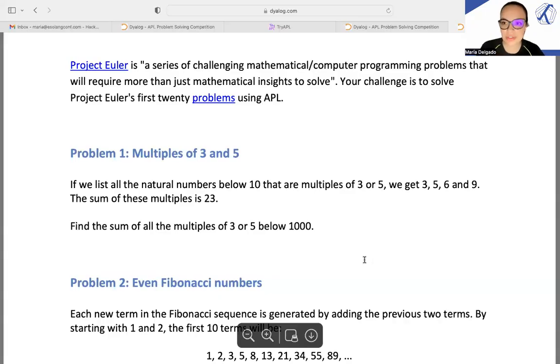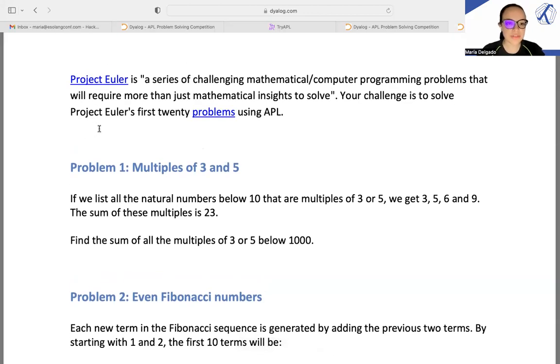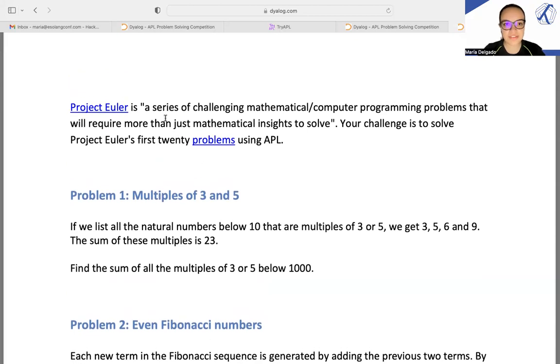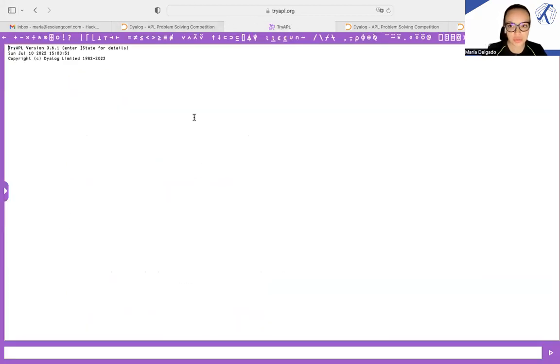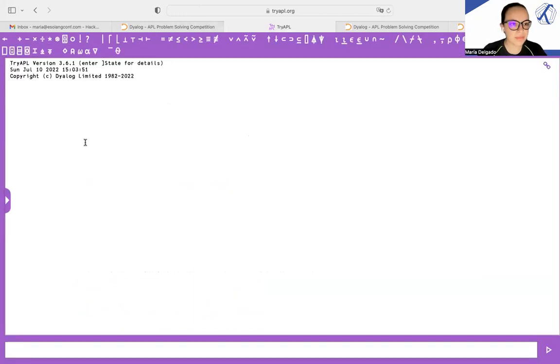So let me share my screen in the computer. Let's see if I can find it. Okay, so I think that you're looking at my screen right now. Okay, so this is the actual problem in the PDF. Okay, so we're going to use Try APL. We can do it like this. We've said that we're going to use parentheses so we can understand it better. So we're going to put parentheses.